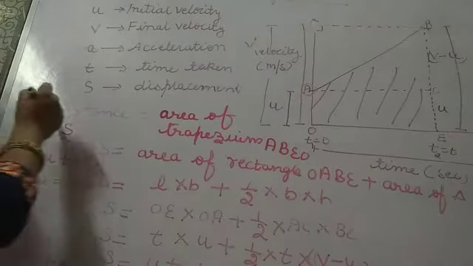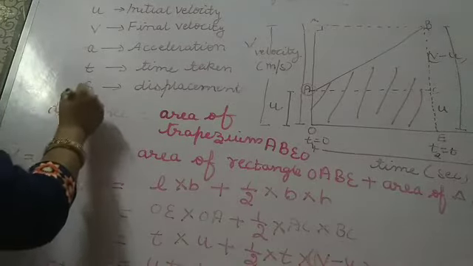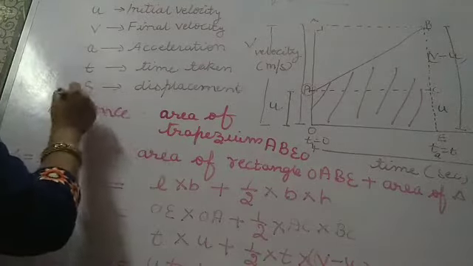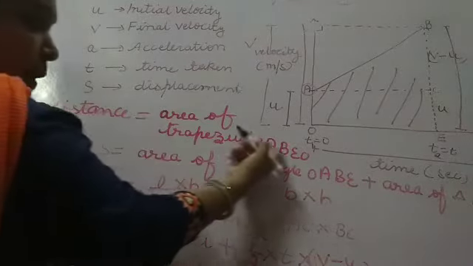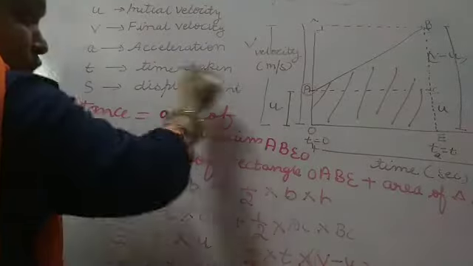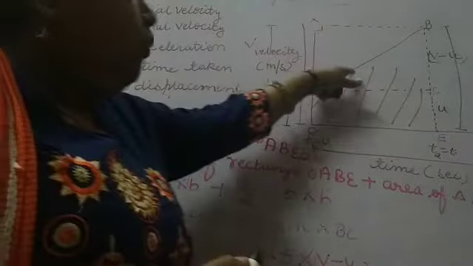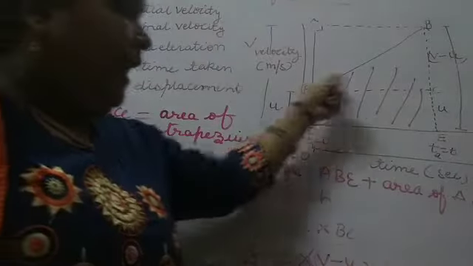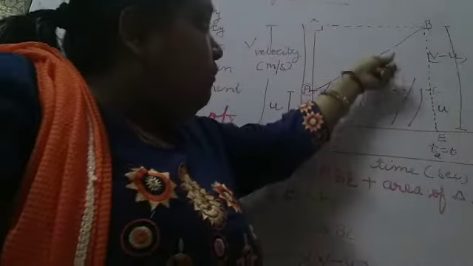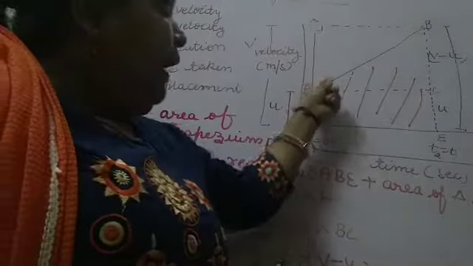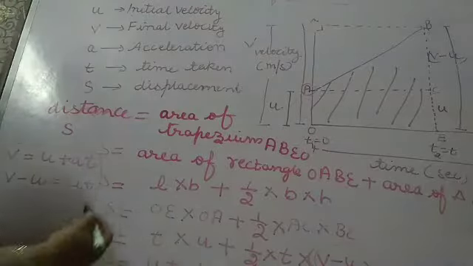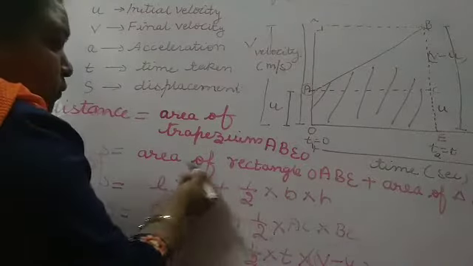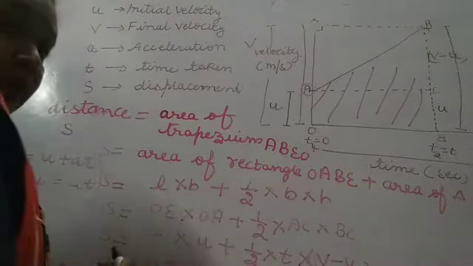How can I find it? If I write distance equal to area of trapezium ABEO, and this area of trapezium, you can see, is a combination of two things. One is the rectangle part OACE, and another one is the triangle ABC. Is it okay?